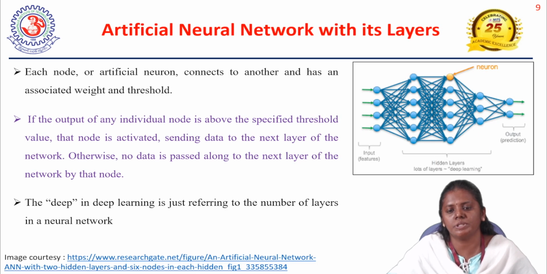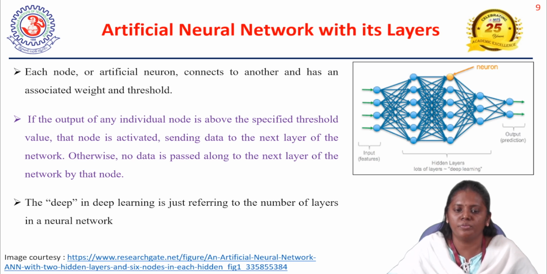Coming to the artificial neural network structure with its layers, as I told you already, each neuron is going to have its own inputs, its own activation function applied, and then the output is there. So each node or artificial neuron connects to one another and has an associated weight and threshold. So this is a different term I'm telling now. Threshold. Each node will have its own threshold value that is fixed there.